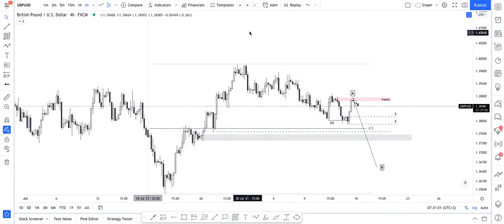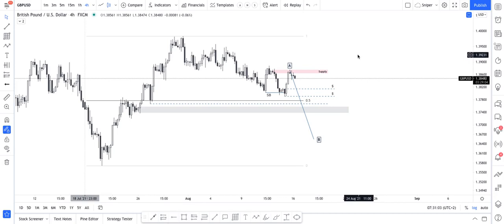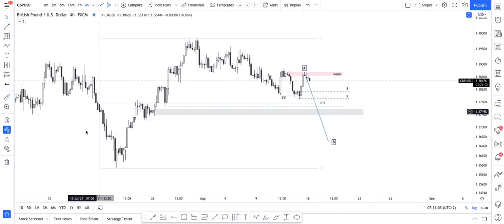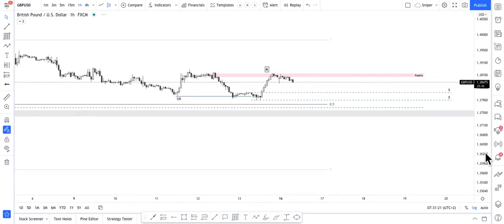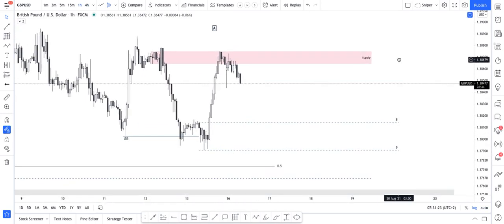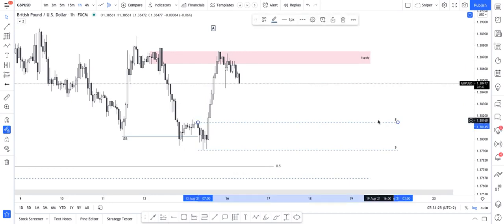It's not going to make any sense to us. So we're in this area now. So now we can drop down to the 1 hour and identify the next steps. And the 1 hour is where the real stuff happens, and that is where we ideally get our trades from. So here we are on the 1 hour.